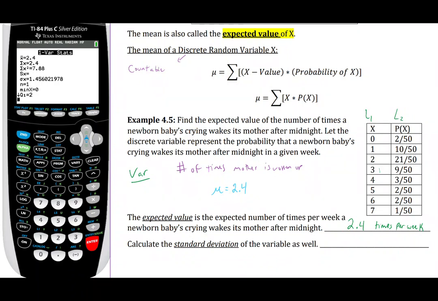However, if we were to look at the number of times a baby wakes its mother repeatedly for many, many weeks, and then add up all of those values and divide by the number of weeks that we're looking at, we would find an average of 2.4. And that's what this really represents. What would the average be if we were to do this long term, many, many times? Again, this is theoretical. It can never actually happen, but it is a projected expected mean. The standard deviation for this example is 1.456 or 1.5.